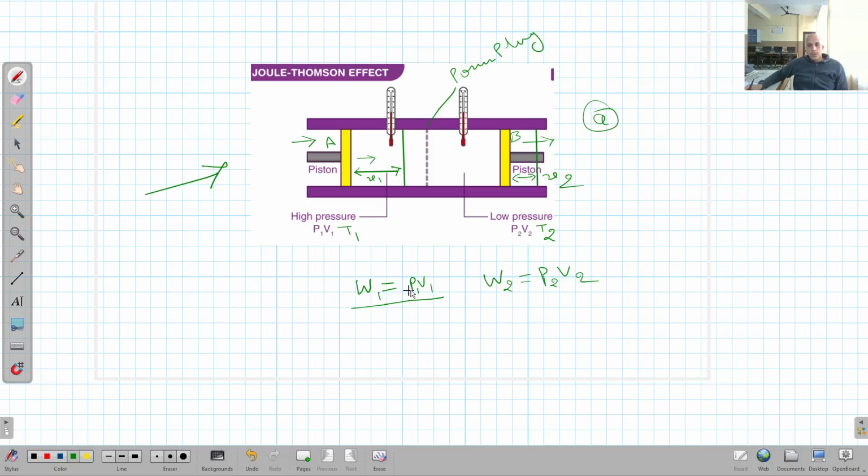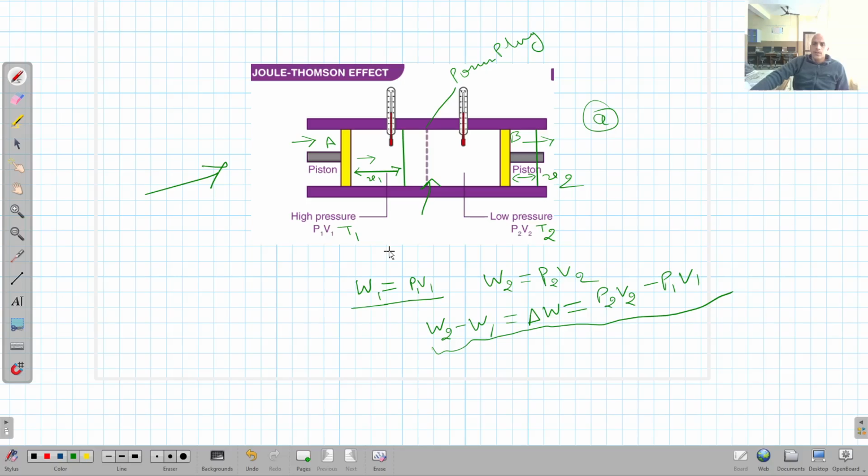Clear? So this is the work done by this piston on this gas here, and W2 is the work done by the gas that is arriving here on this piston B. The difference in work, W2 minus W1, that is delta W, is equal to P2 V2 minus P1 V1. This work is done on the porous plug here. Clear? If we consider that there is no loss of energy or no loss of work due to the friction or other forces present in this region, right?